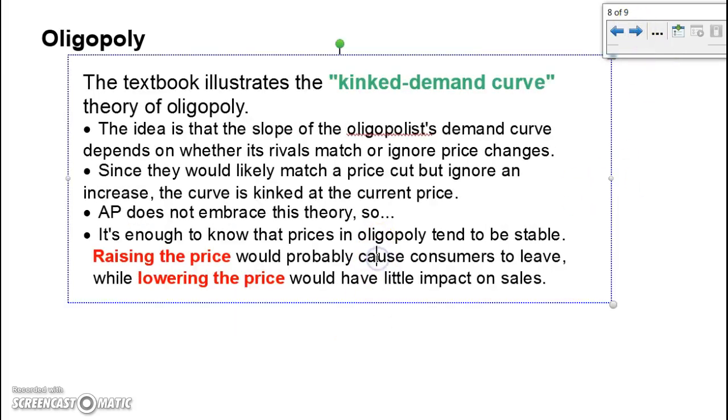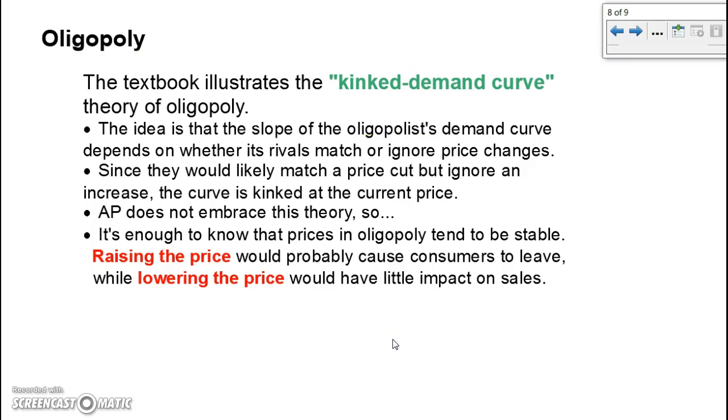For oligopoly, we're not actually going to use a traditional graph. Your textbook does have a kinked demand curve theory of oligopoly, which is the idea that the oligopolist demand curve actually has 2 different slopes. The idea is that if you're at an equilibrium price and the oligopolist were to raise the price, the rivals would not match it, so it would be very elastic demand. But if they were to lower the price, the rivals would all match it. So they would match a price cut and ignore a price increase, so it's kinked at the current price with 2 different elasticities.